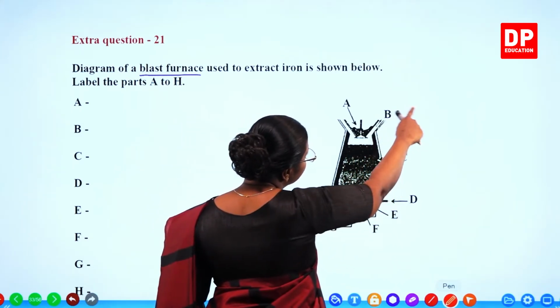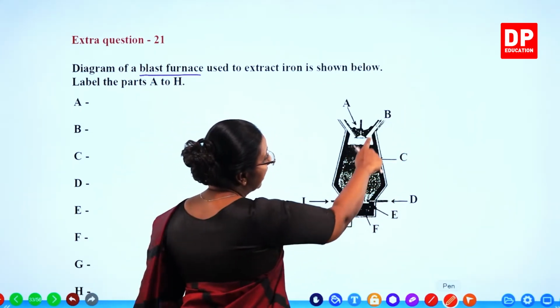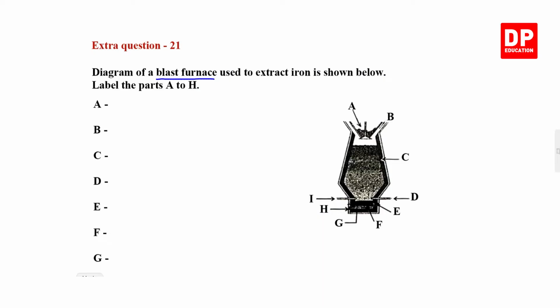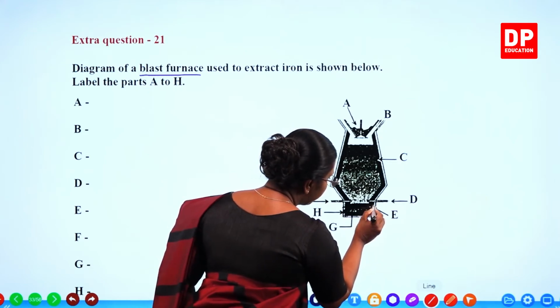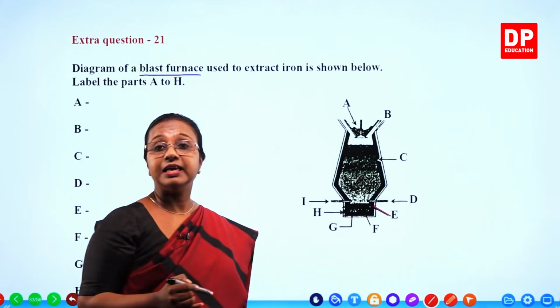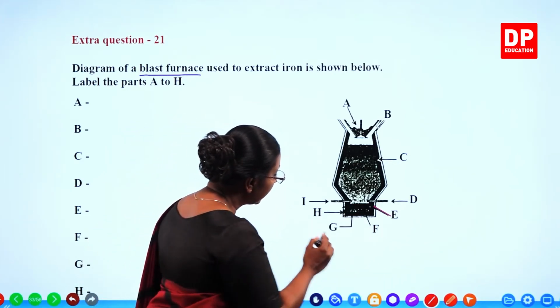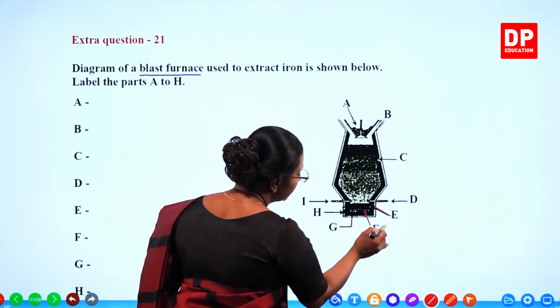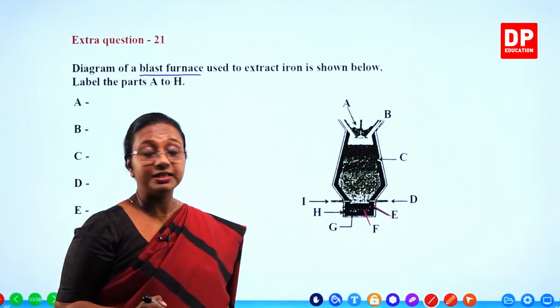Then B is where the waste gases are taken out. And C, here you can see the fire brick wall to withstand the high temperature. So as I told you all, students, D is the hot air blast. We pass hot air into that. Then E points to this outlet, so it is the slag being taken out. Then F is pointing to this one, so that is going to be the molten iron.